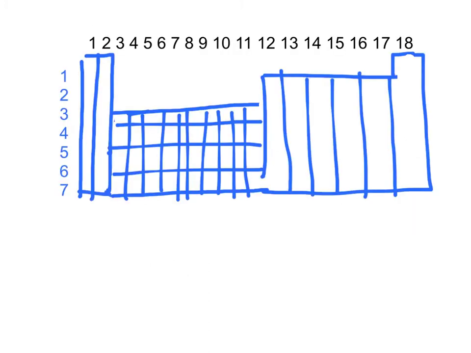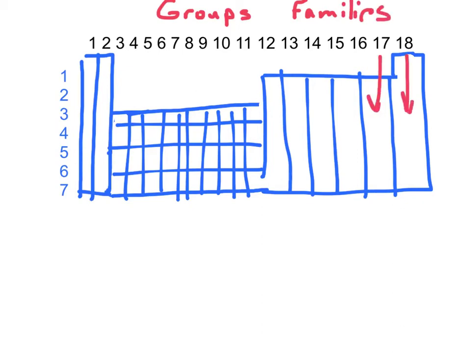Okay, remember that when we're talking about columns, we're talking about groups or families, and those are the numbers that are across the top, and they represent the column, so they go down the column, okay?